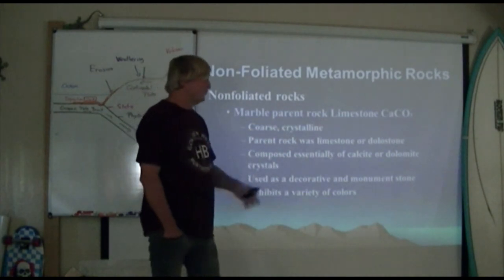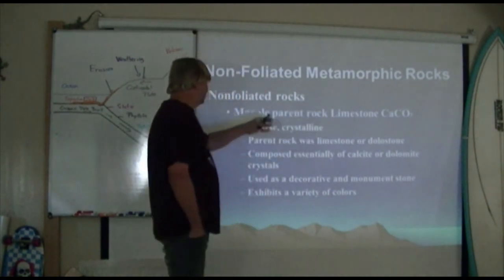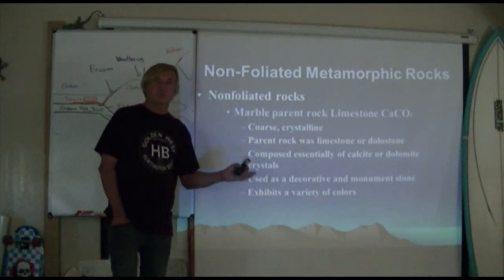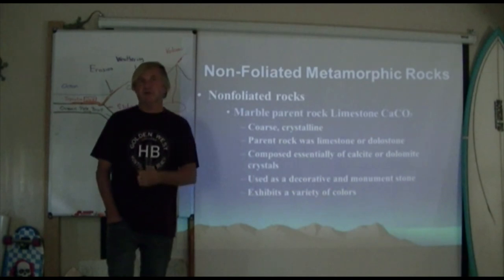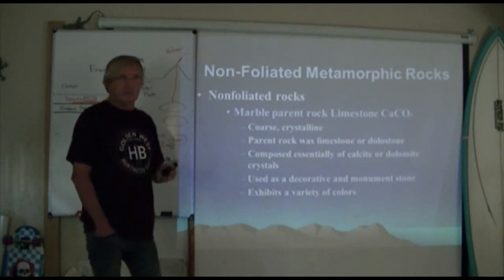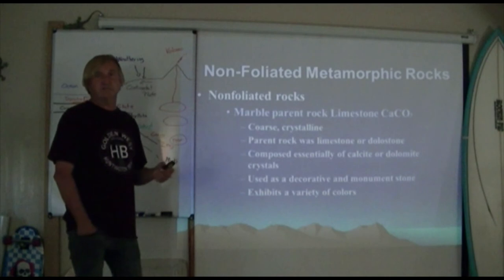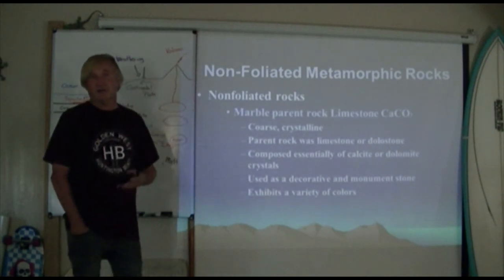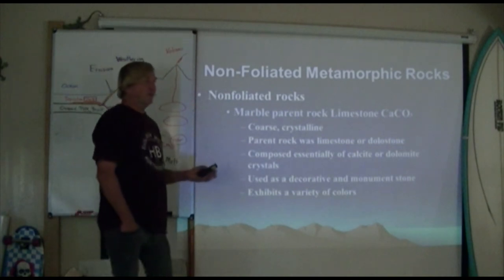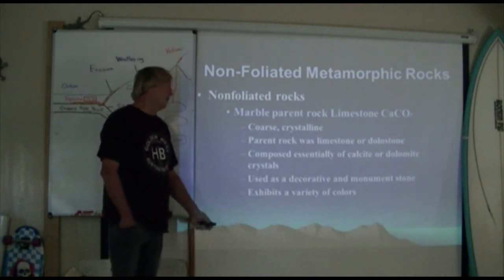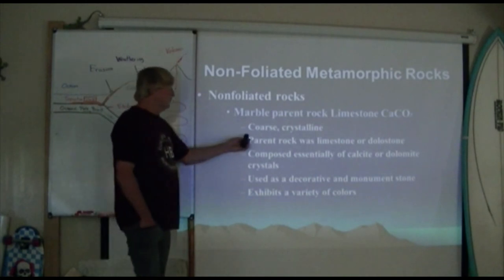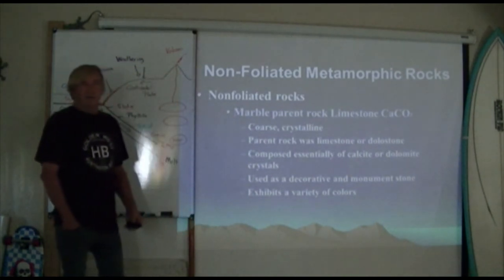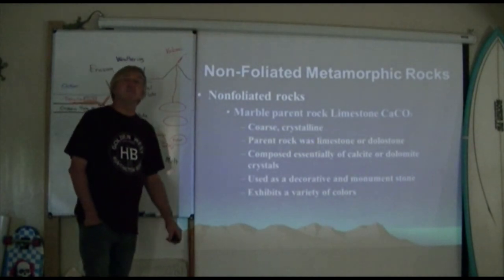So calcite is found in limestone. Calcite is also found in marble. So the chemistry of metamorphic rocks is carried from one to the other. The chemistry never changes. So if you start out with a calcium-based mineral, it transforms into a calcium-based rock like limestone. That limestone is going to form a calcium-based metamorphic rock called marble. And so marble tends to be very coarse crystalline, where limestone is not coarse crystalline at all. Limestone is very fine grained. You can't even see the grain structure in it.